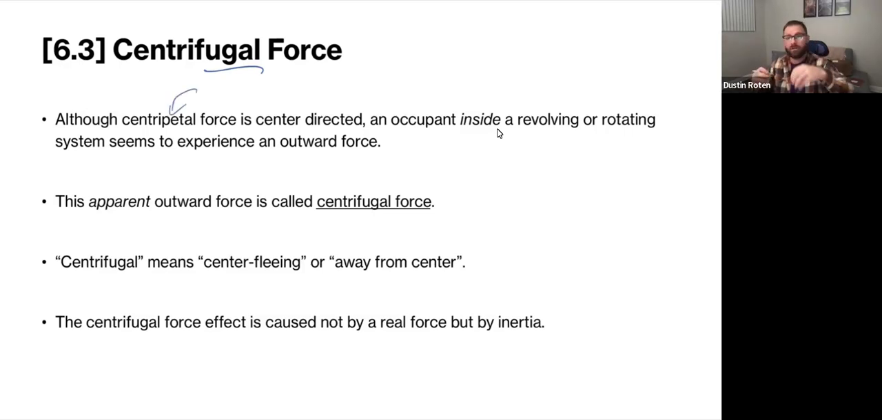Okay, so we do have this inward force, which is centripetal. But if we're riding along, like maybe in a car, and the car decides to turn right really quick, or the driver just yeets around a curve, if we're inside the car, it feels like something is slinging us out, right? We're sort of pressed up against the door. So this is an apparent, and that's important, this is an apparent outward force, and that is our centrifugal force. And shocker, centrifugal just means center fleeing or away from the center.